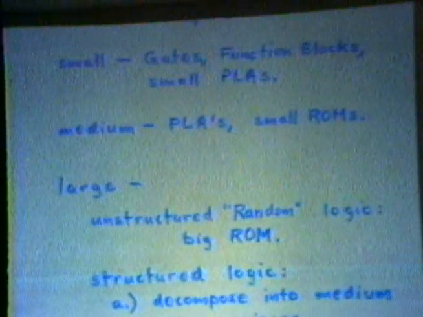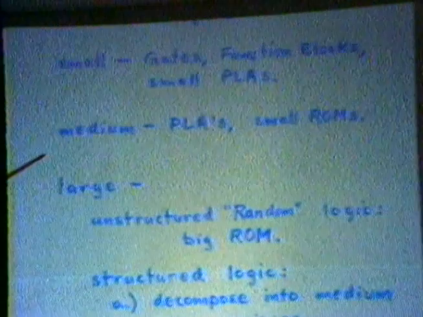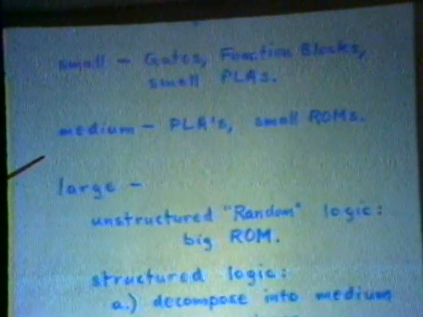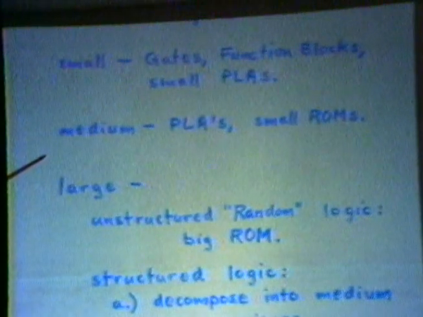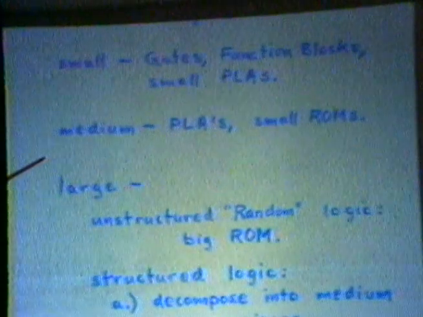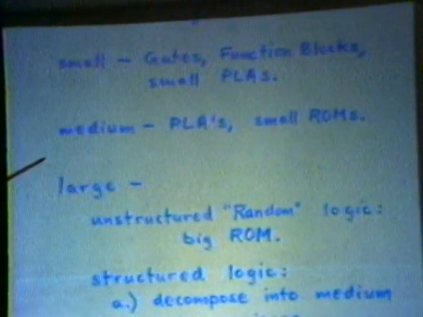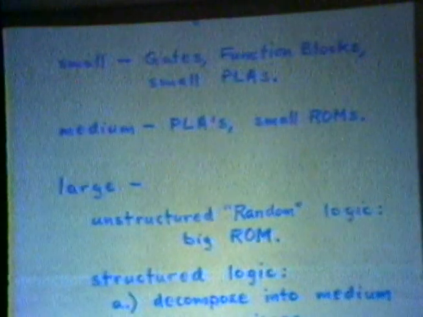If you have a medium-sized problem, say a controller for a simple machine, then you probably want to use a PLA or something that you can easily change, because when you get into a medium-sized problem, there's less chance that you'll have it right the first time. You don't want to cast it into concrete if you have any chance of wanting to make changes. So PLAs and ROMs are very good for that.